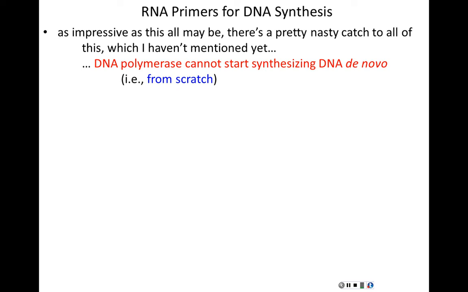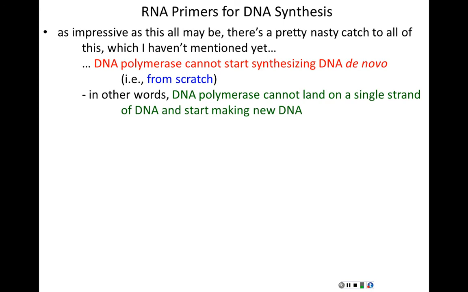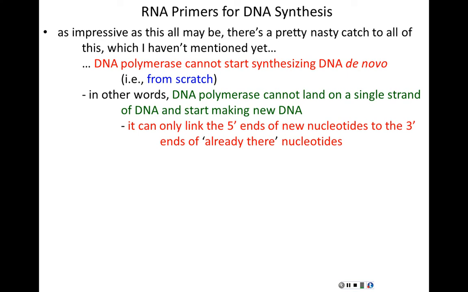In other words, DNA polymerase doesn't have the ability to land on a single template strand of DNA and start laying down new DNA. This is because DNA polymerase has to add nucleotides to 3' hydroxyls. It needs that first nucleotide in place before it can start making new DNA off of it. So if DNA polymerase can only link 5' ends of new nucleotides to the 3' ends of already existing nucleotides, the question becomes, how do we start DNA replication? How do we kickstart this process?